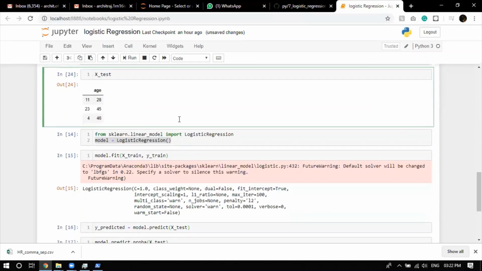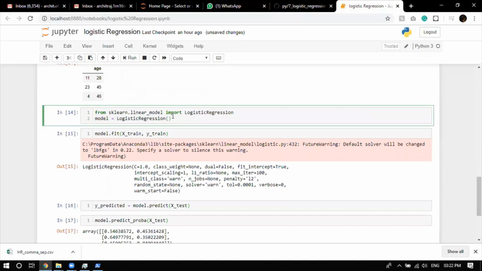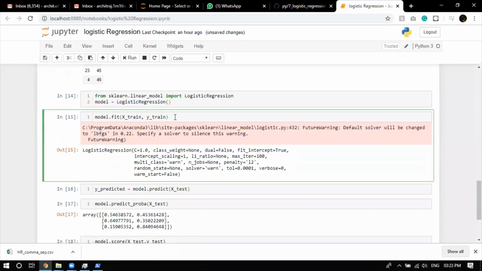Now what we're going to do is use logistic regression. The same library from which we get linear regression, ridge or lasso, we're going to get logistic regression from the same file, sklearn.linear_model. Now we imported the logistic regression function. We made an object of that: model is equal to LogisticRegression. Now, how to train it? We use the function dot fit.